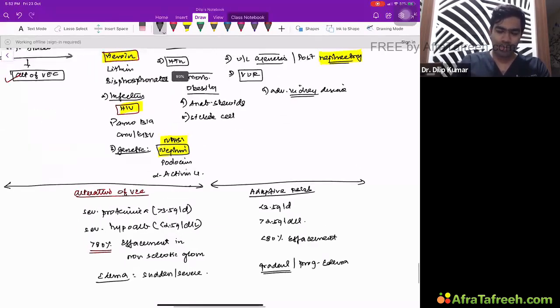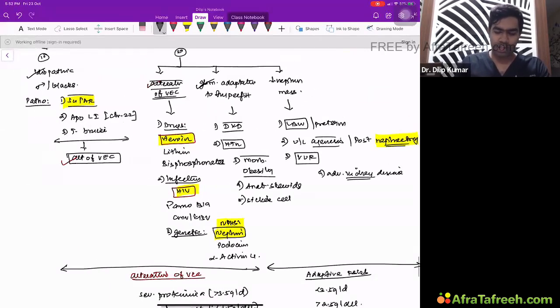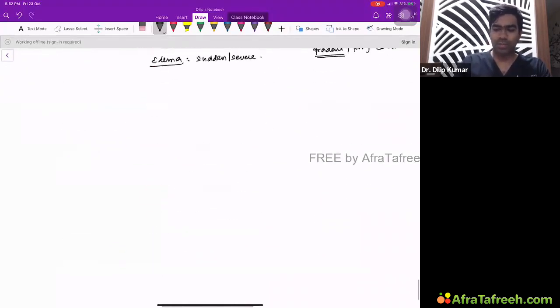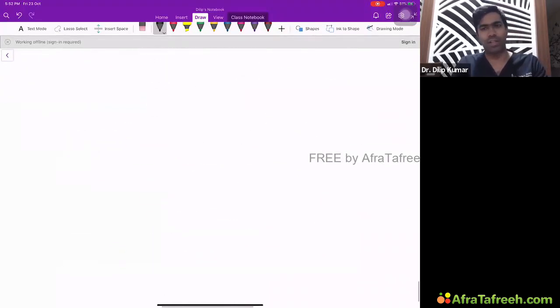So whatever I told you, in patients who are having primary alteration of visceral epithelial cell, they're going to have massive proteinuria, severe edema, and sudden edema. In patients who are having adaptive type of FSGS without primary alteration of visceral epithelial cell, they're going to have a slowly progressive edema and a subnephrotic range of proteinuria only. They will not have a typical nephrotic range of proteinuria, which is very important to know.